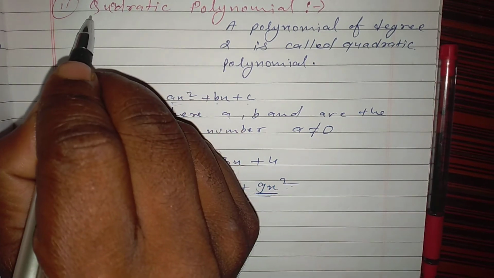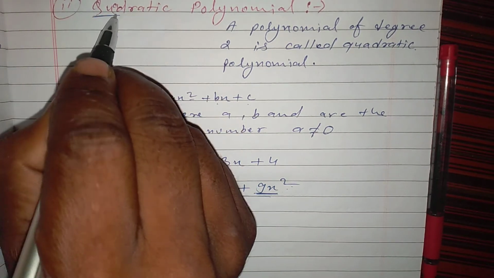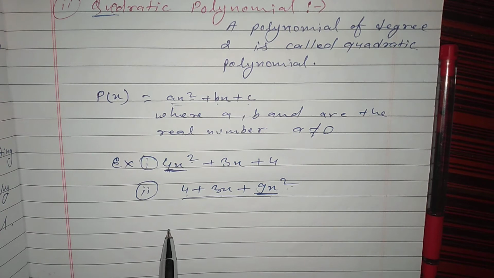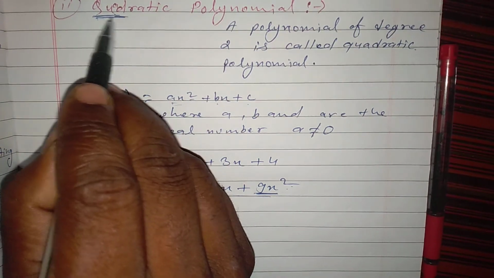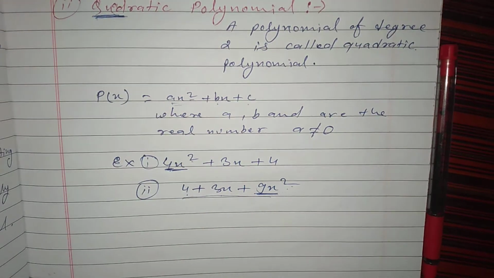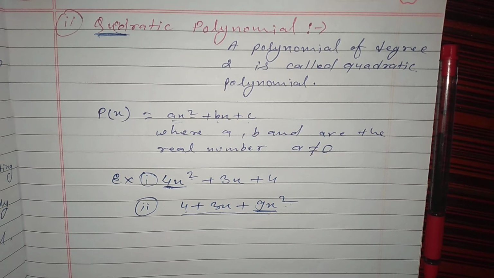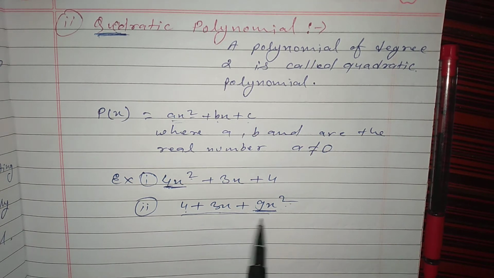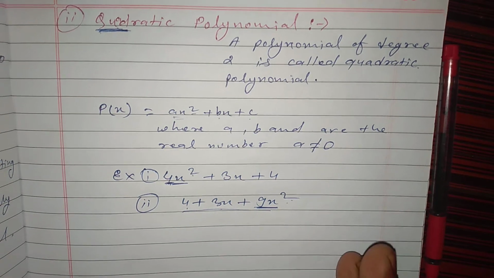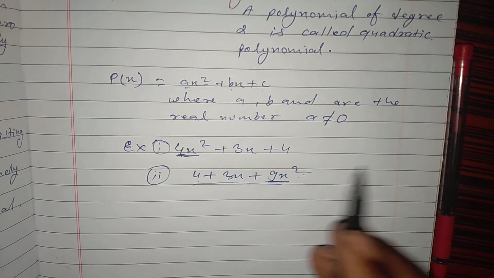We also know that quad means a square. This is called quad, meaning a square. So a quadratic polynomial has degree 2.